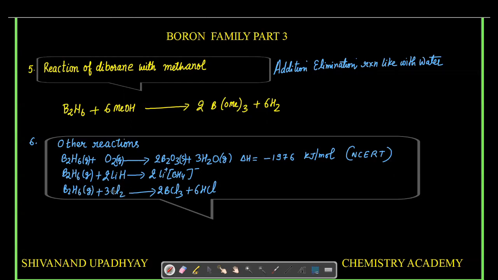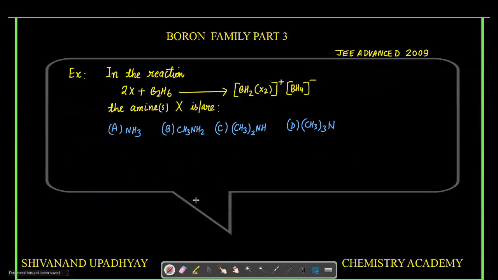B2H6 रिएक्टिंग विद Cl2, इसमें भी एडिशन एलिमिनेशन है कि हाइड्रोजन हटेगा, क्लोरीन जाएगा और हाइड्रोजन और क्लोरीन आपस में कंबाइन होकर HCl. So hydrogen is substituted here. 2 boron atoms, 2 molecules of BCl3 and 6 molecules of HCl gas. Now let us practice some questions.